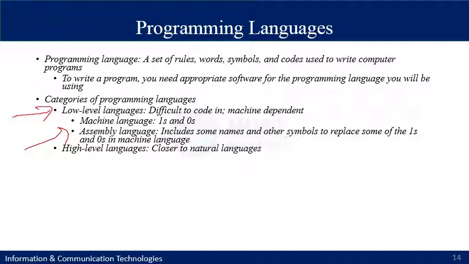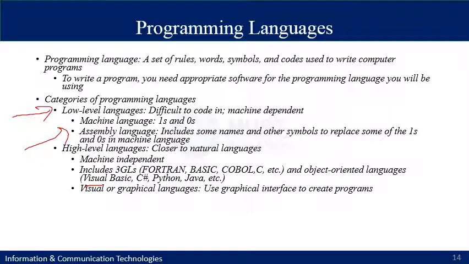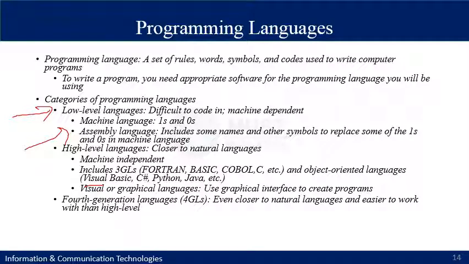On the other hand, you have high-level languages, which are closer to natural languages such as English, and these are machine independent. That means they can run on various platforms. These include third generation languages such as Fortran, Basic, COBOL, or C, and object-oriented languages such as Visual Basic, C Sharp, Python, or Java. We may also have visual or graphical languages, which use a graphical interface to create programs.